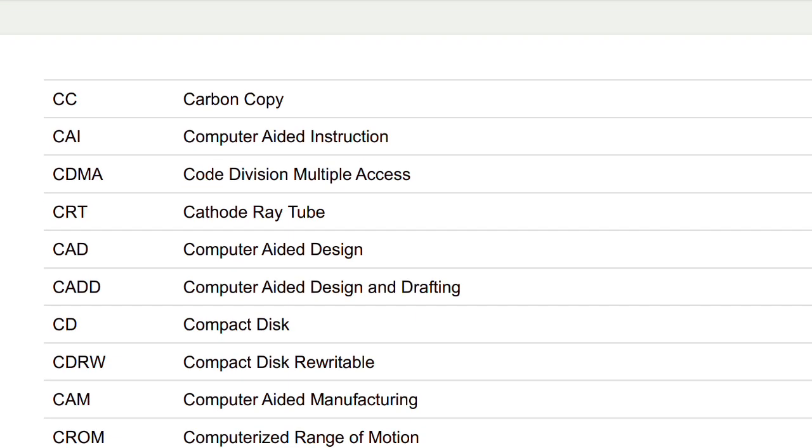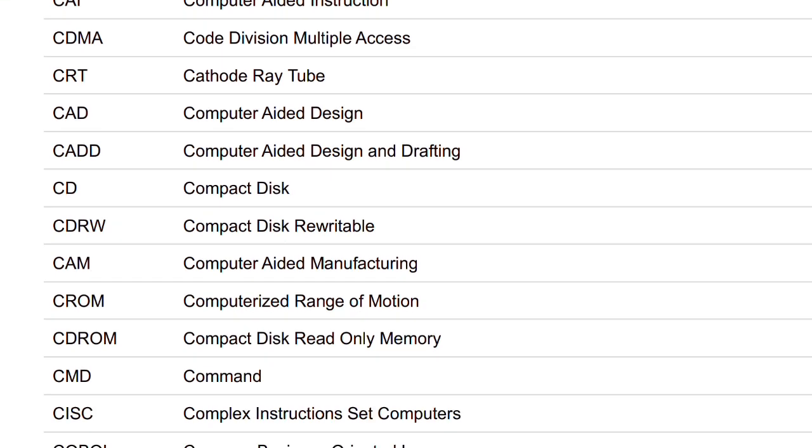Then we have CC, that stands for carbon copy. Then we have CAI, that stands for computer aided instruction. Then we have CDMA, that stands for code division multiple access. Then we have CRT, cathode ray tube. Then we have CAD, that stands for computer aided design. Then we have CAD. CAD stands for computer aided design and drafting.